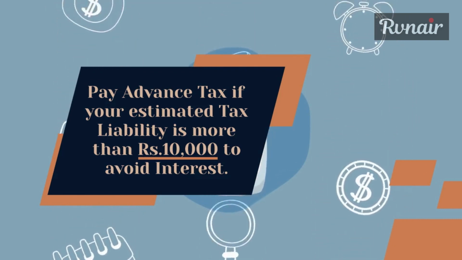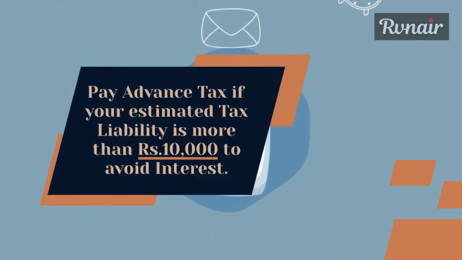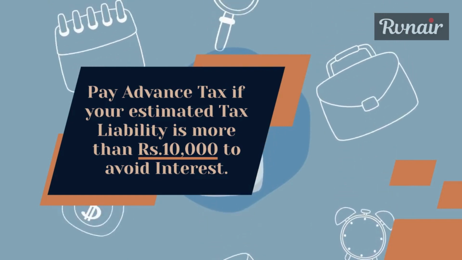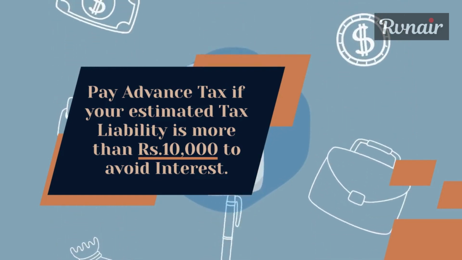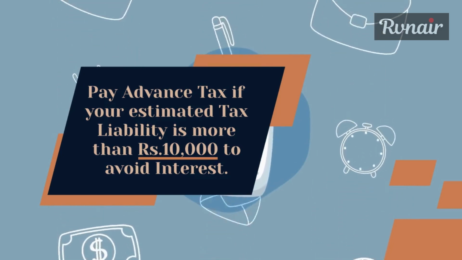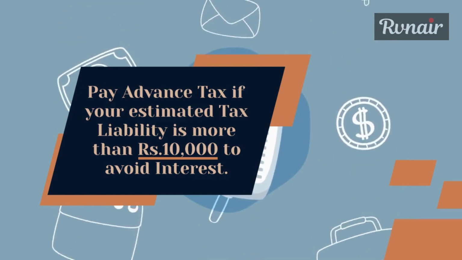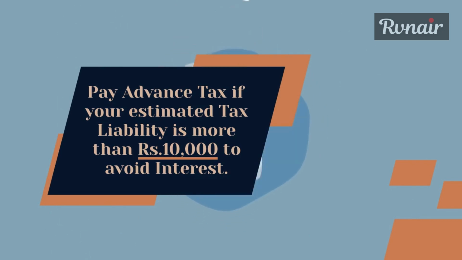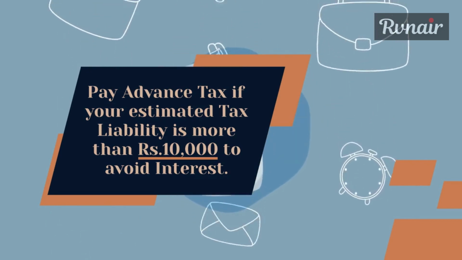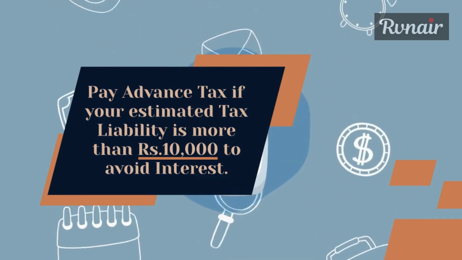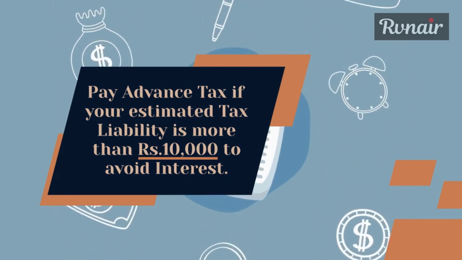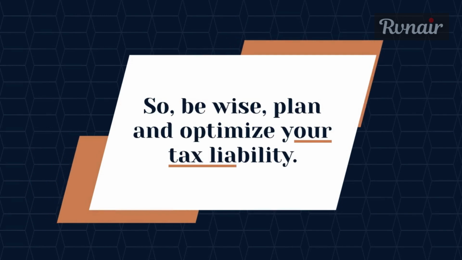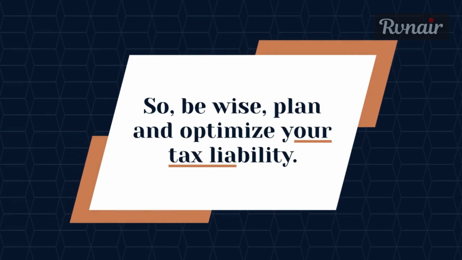If you have invested in bonds, NSCs or bank deposits, or have received dividends, make sure you pay the tax on these incomes by the due date. All these incomes will show up in your annual information statement, so there is just no way you can escape the liability. Also, keep in mind that unpaid tax attracts a penalty of 1% per month of delay. So, be wise, plan and optimize your tax liability.